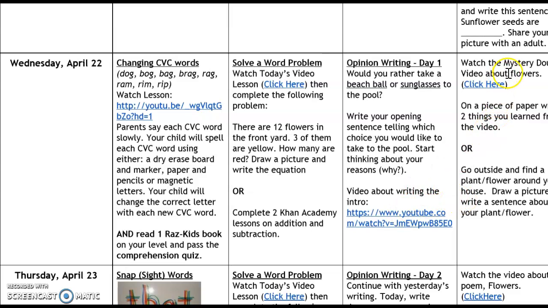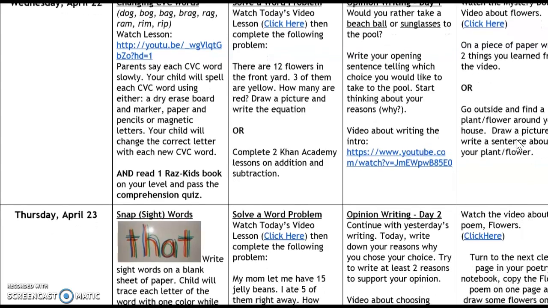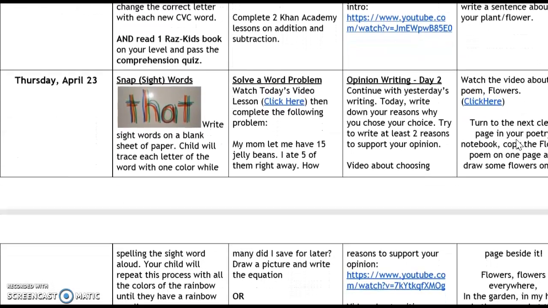And then another Mystery Doug for science and writing, drawing on a piece of paper and writing the words, you know, two things you learned. Or you could go outside and plant if you have the means to do that. Go outside and find a plant and draw and write a sentence about that.